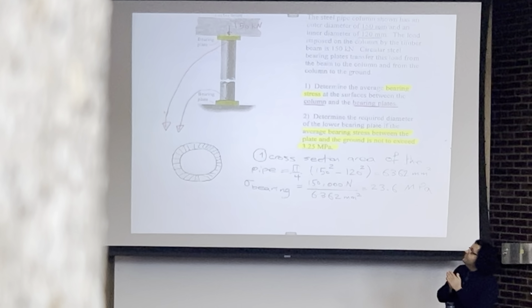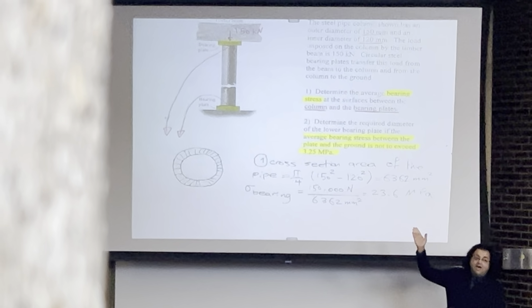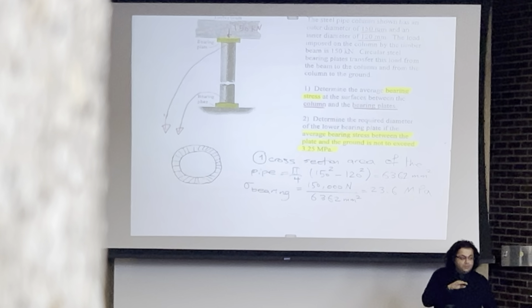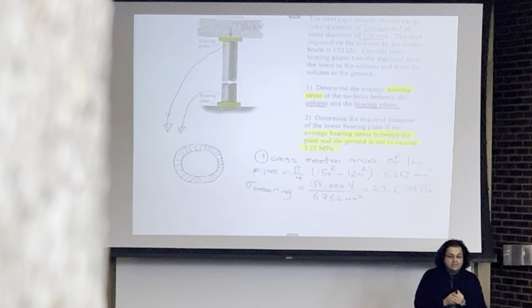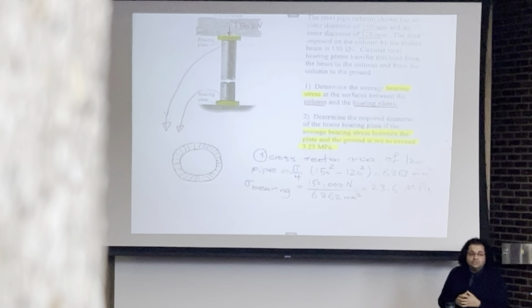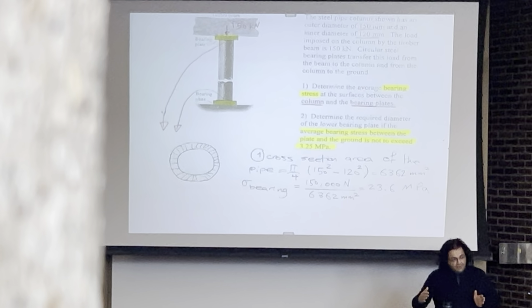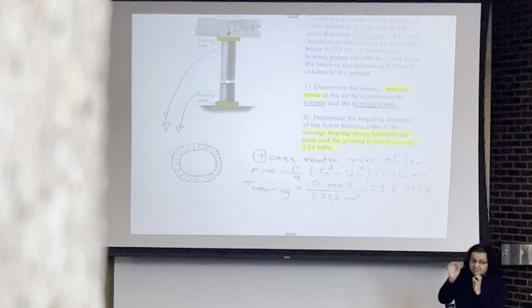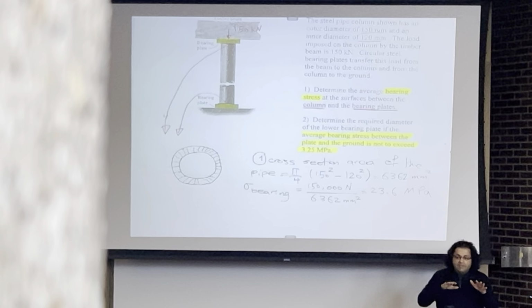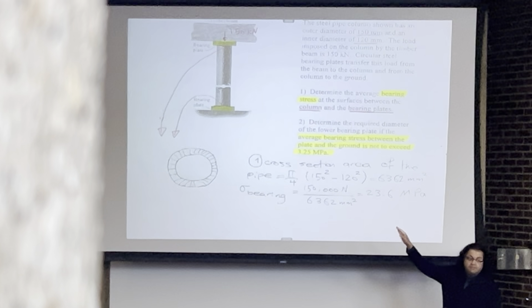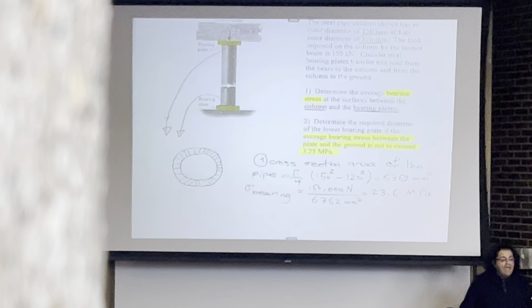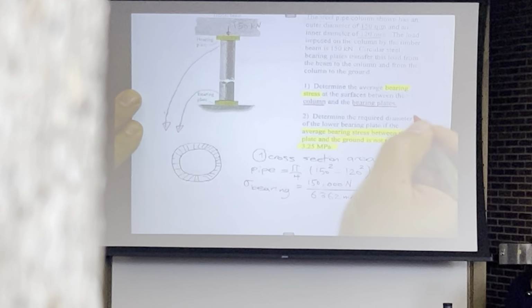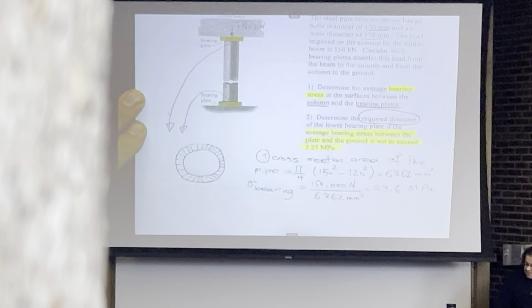So for example, maybe the criterion for the timber and the bottom plate is different. But between the ground, which is all of the time a concrete foundation underneath the column, and the plate, that stress depends on so many parameters, but it is given to us: 3.25 MPa. So now we are asked to determine the required diameter. So we are asked to design.